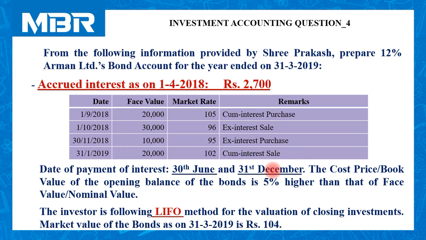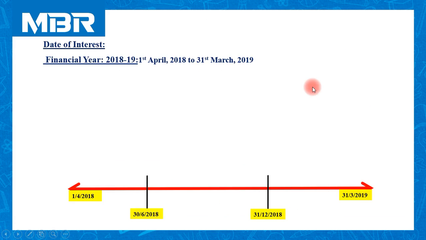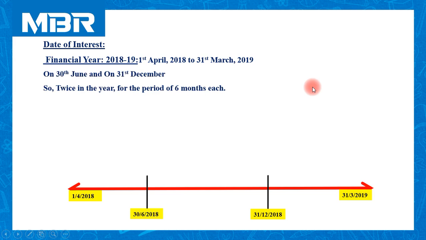We have discussed all other transactions in earlier lectures. So today, my focus is to discuss the closing stock of the investment using the last in first out method. As usual, first of all, prepare the flow chart so that you can easily understand the transactions. The dates of interest are June 30 and December 31st, so twice in the year for a period of 6 months each.